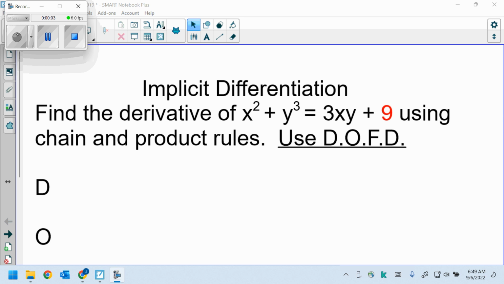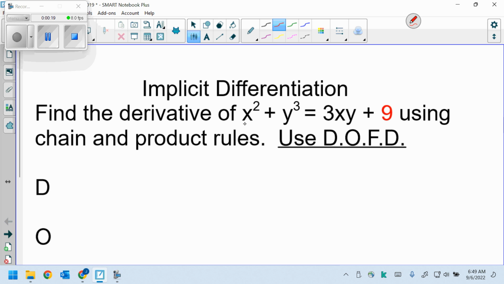Today we're going to tackle implicit differentiation. Implicit differentiation really uses the chain rule in order to find the derivative of a pretty complex function. Let's take a look at this guy.